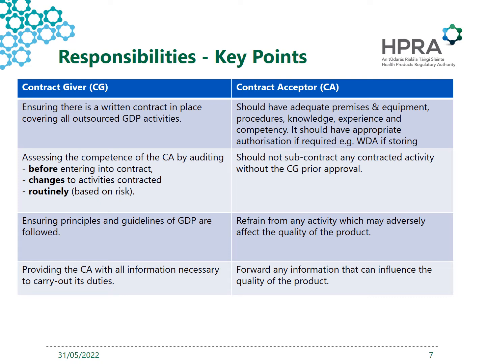The responsibilities of the contract acceptor. The contract acceptor should have adequate premises and equipment, procedures, knowledge, experience, and competency. It should have the appropriate authorization if required, for example, a WDA if storing medicinal products. The contract acceptor should not subcontract any contracted activity without the contract giver's prior approval. The contract acceptor should refrain from any activity which may adversely affect the quality of the product, and should forward any information that can influence the quality of the product.